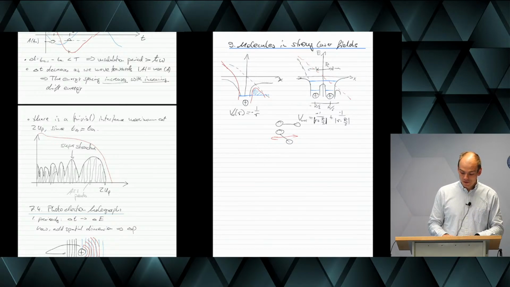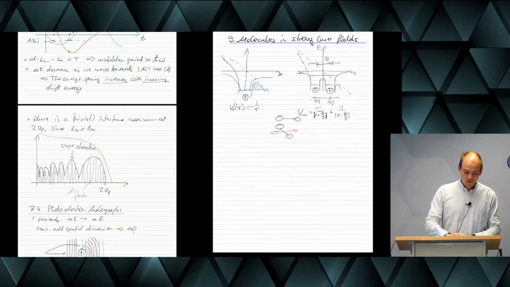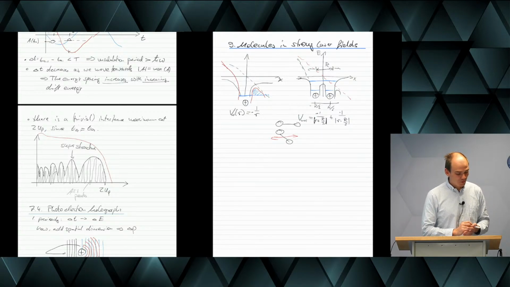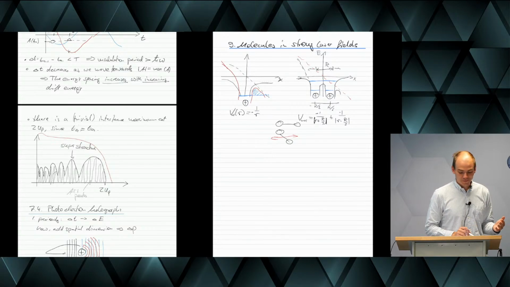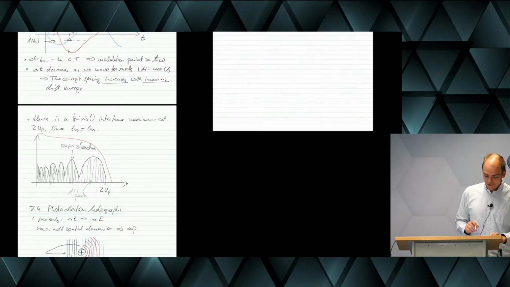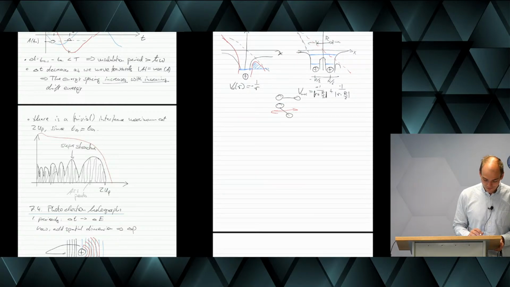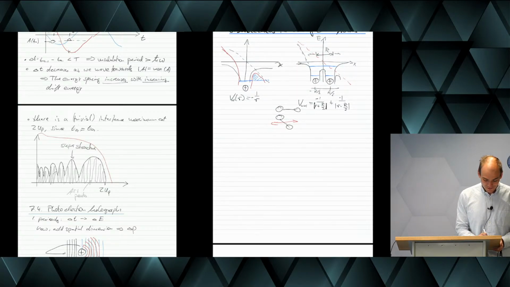Now, how do we treat a molecule in the most general case? An important key to that is the Born-Oppenheimer approximation. Let's motivate this and discuss what it means. So, Born-Oppenheimer. Okay, I should spell it out.